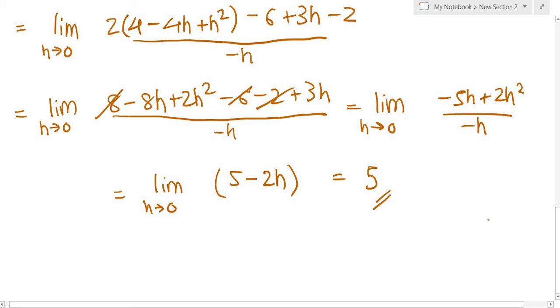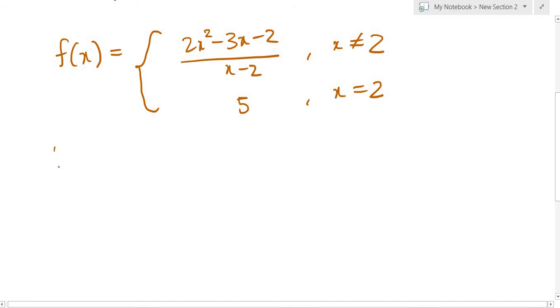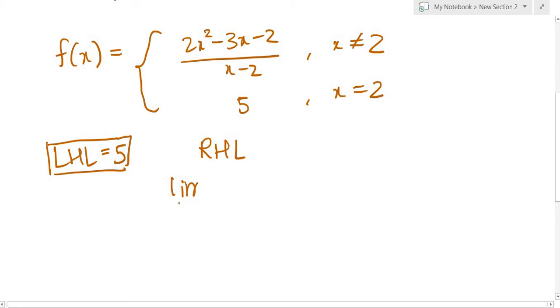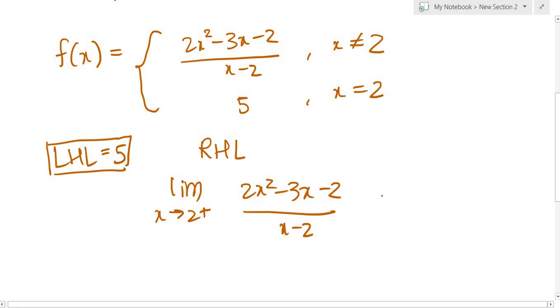Okay, let me do the RHL now. We already got the LHL equal to 5. Let's work it out for the RHL: the limit as x approaches 2 from the positive side of (2x squared minus 3x minus 2) over (x minus 2). You might have guessed that LHL would equal RHL, but we need to show it mathematically, and it's all about showing in mathematics.